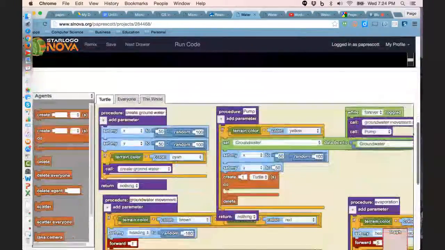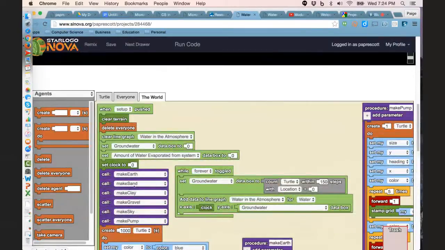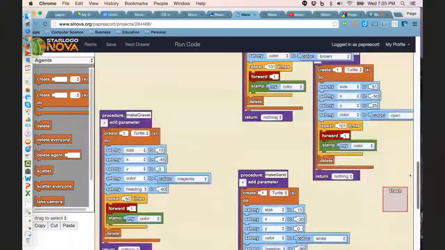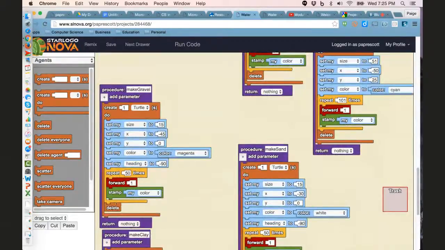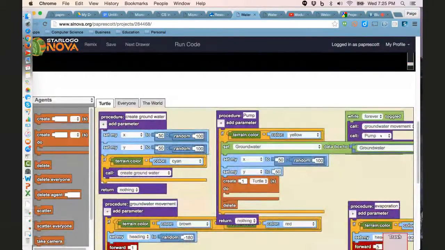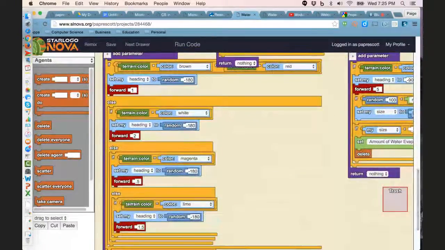And when looking down, so in the world, you can see there's sand, clay, and gravel, and they follow procedures that are similar to the original Make Sky and Make Earth. They're just slightly different headings and colors. And then in the turtle page, when they're moving, they are checking their colors, and they're moving at different rates through the different colors. And so this is how students could code something like that, where they're checking the terrain.